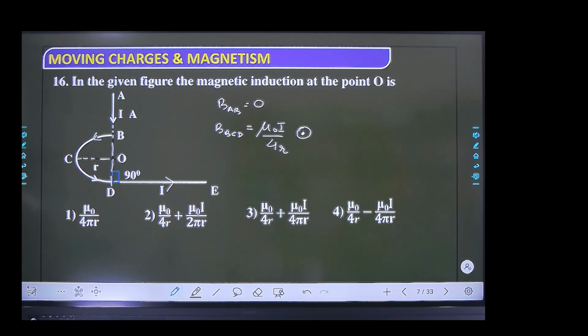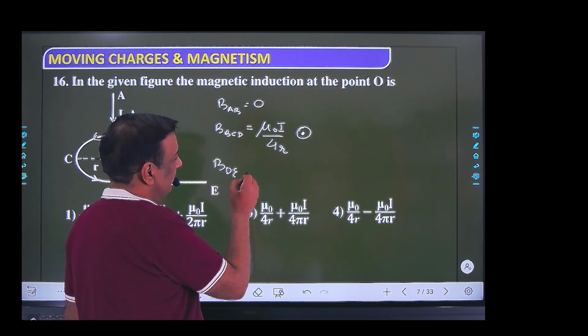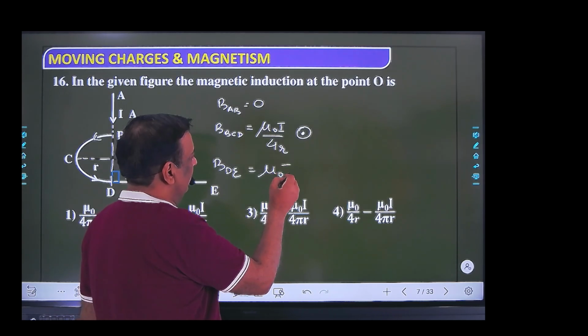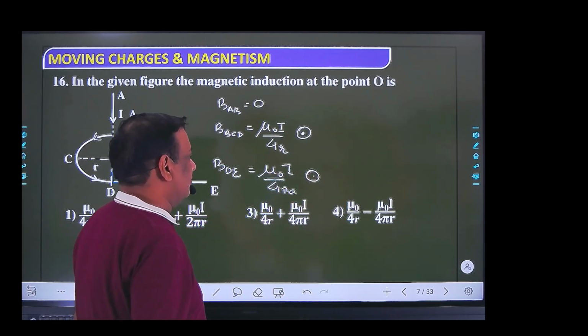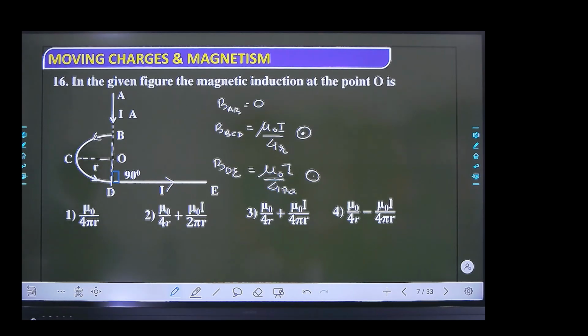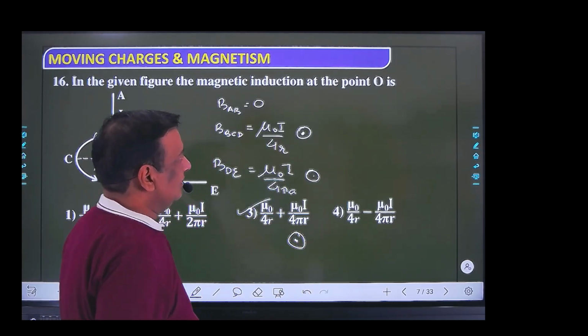In magnitude, it is a semi-infinite wire, so the magnetic field of PE would be μ0 I by 4πr, and the direction is again outwards. So add both: μ0 I by 4r plus μ0 I by 4πr, and the direction is outwards. Clear?